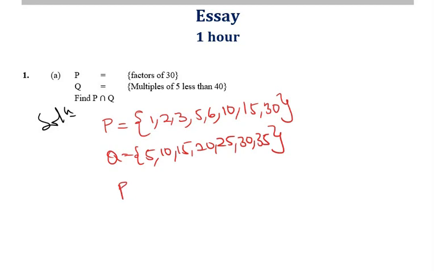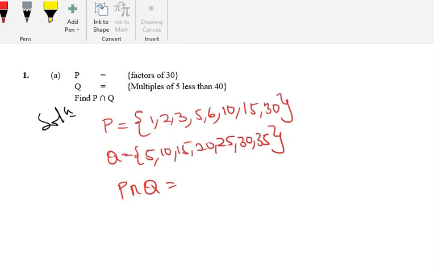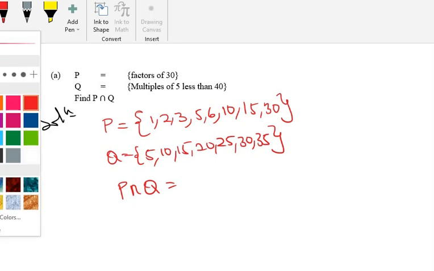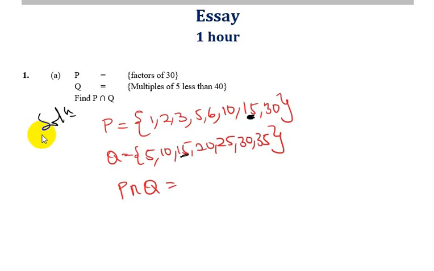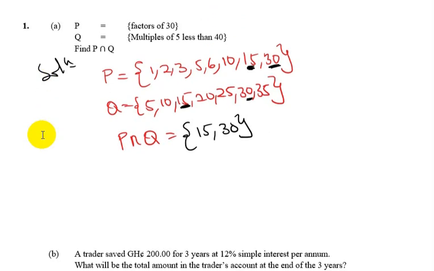So we have to find P intersection Q. So it means the ones in P and at the same time in Q. But you can see clearly that there is 15 here and there is 15 here as well, and there is 30 here and there is 30 here as well. So P intersection Q is 15 and also 30. So that is all for 1A. Now let's move to 1B.